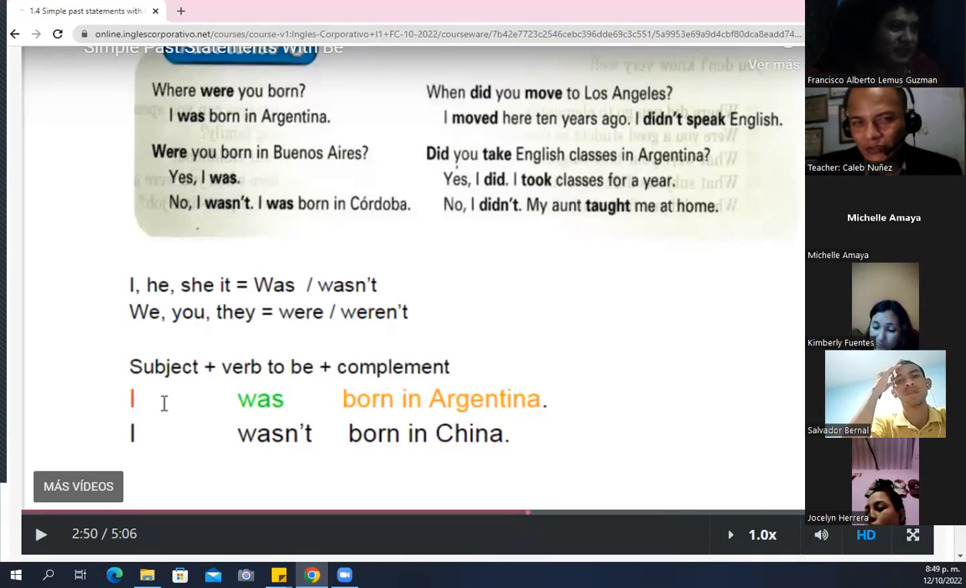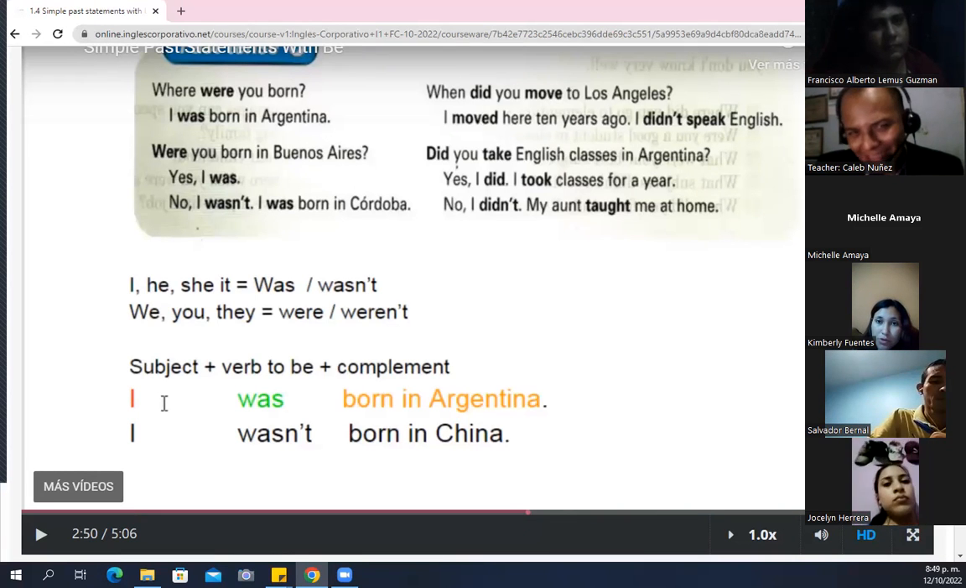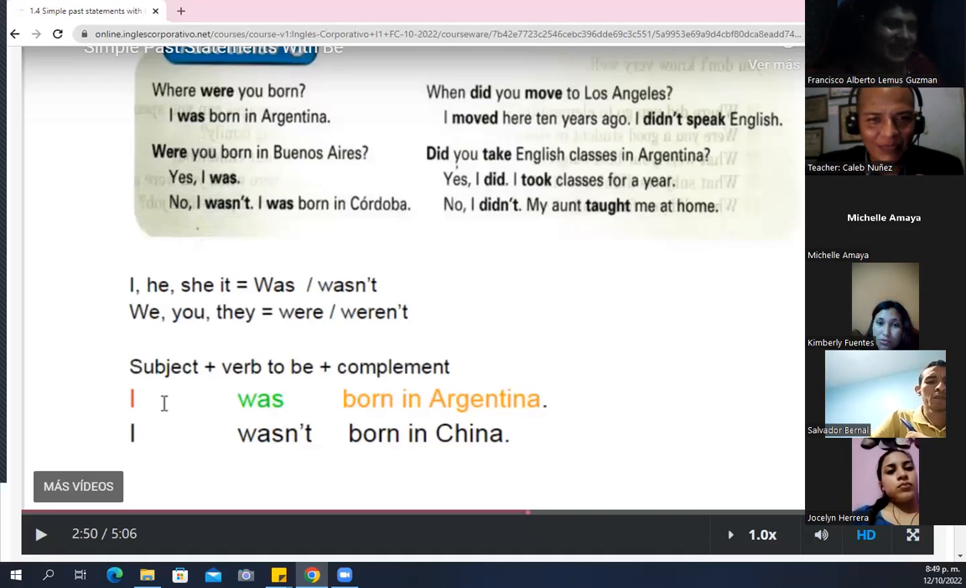I will modify the question. It is questions. I will change where, and I'm gonna put what. And I'm gonna change the verb go. I'm gonna put do. So, what did you do on your last vacation?